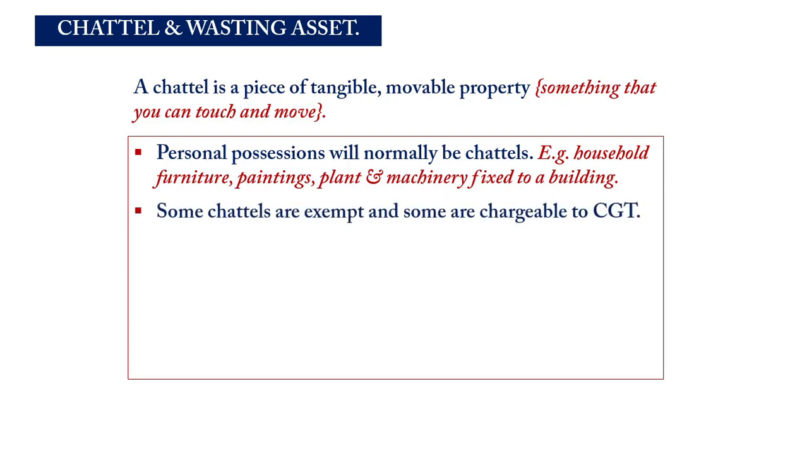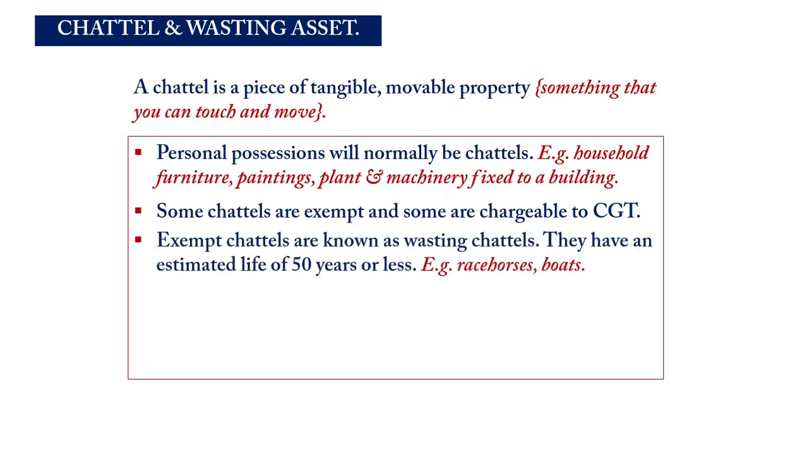Some chattels are not to be charged tax on the capital gains. Exempt chattels are what we call wasting chattels. For an asset to be a wasting chattel, it must have an estimated useful life of 50 years or less. So we have examples of race boats, race horses, and boats.